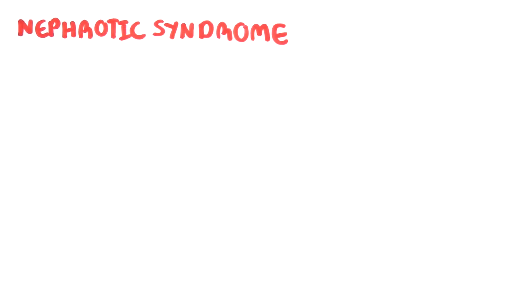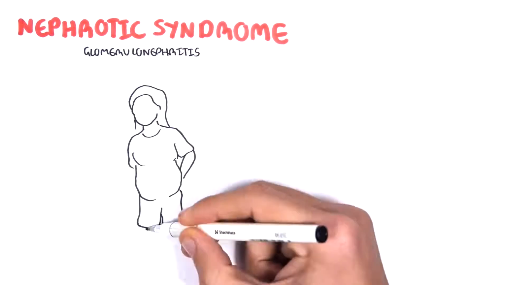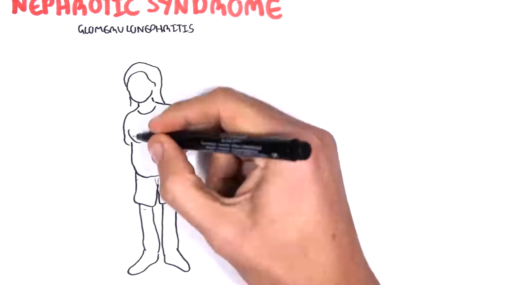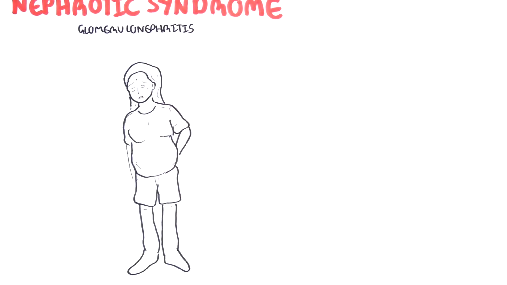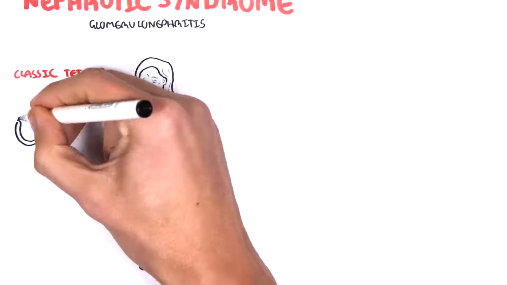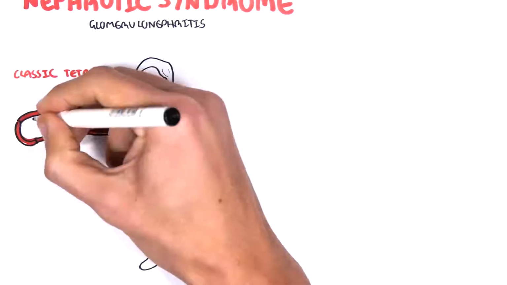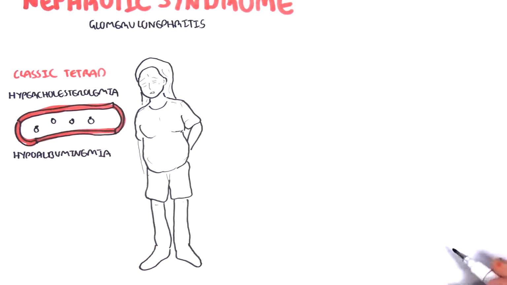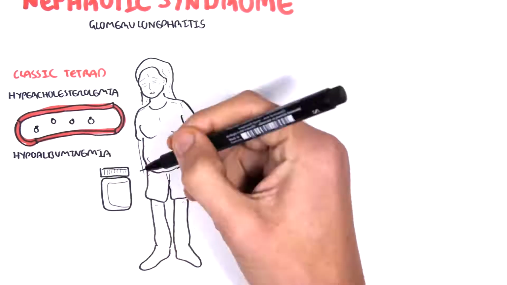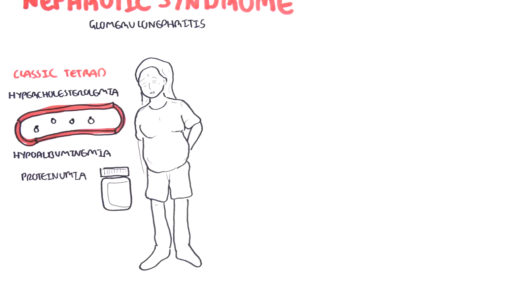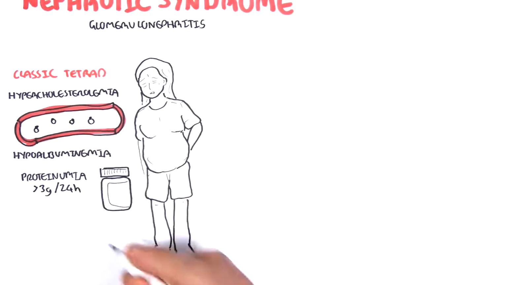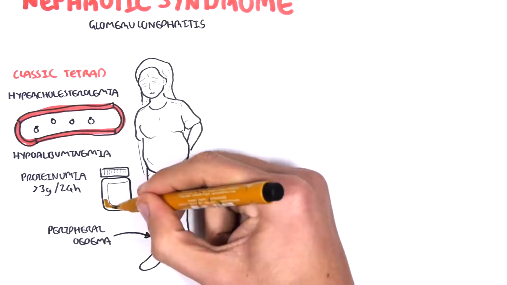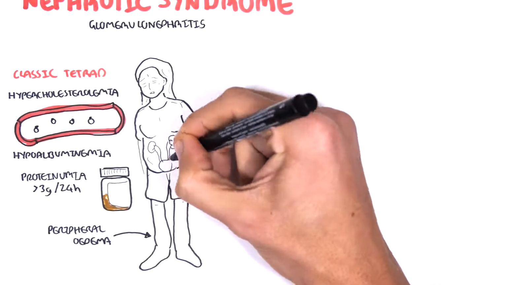Hello, in this video we're going to talk about glomerulonephritis and we are focusing on nephrotic syndromes. Remember, nephrotic syndrome is where you have the classic triad of signs and symptoms, which is hypercholesterolemia, hypoalbuminemia, proteinuria greater than 3.5 grams in 24 hours, and peripheral edema.